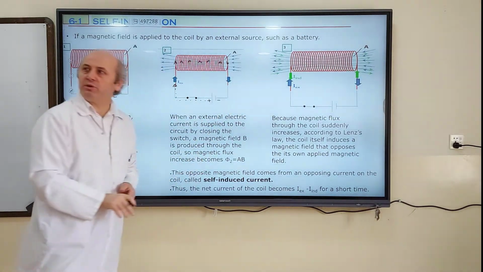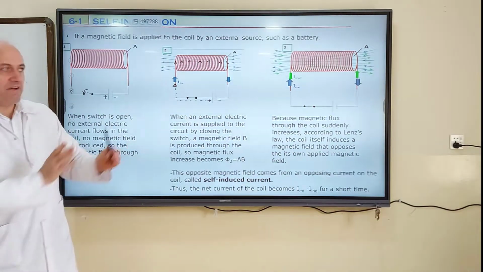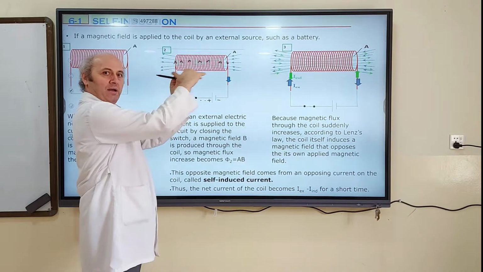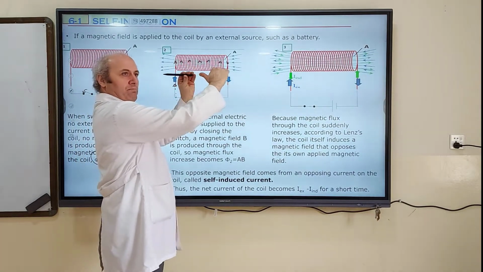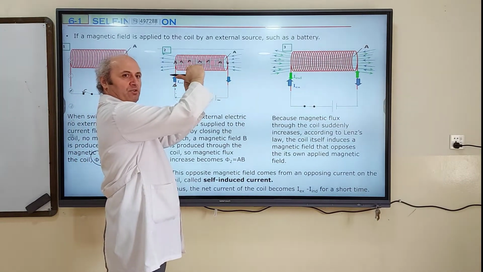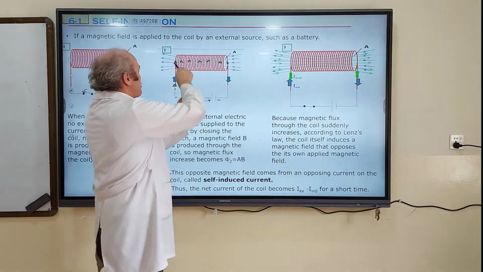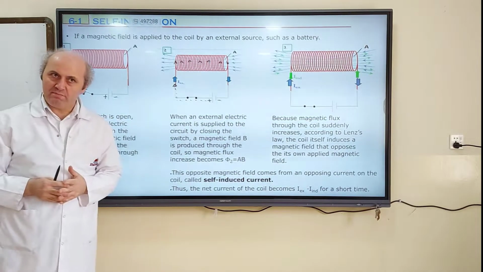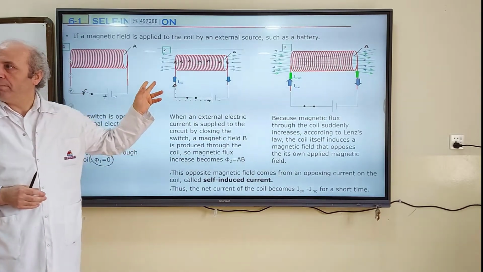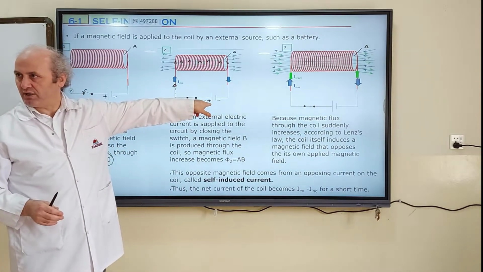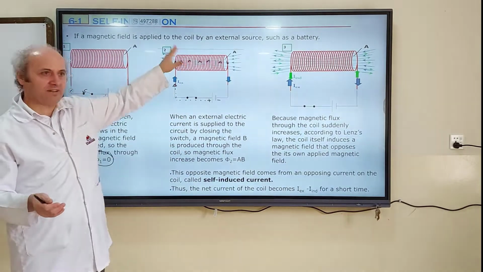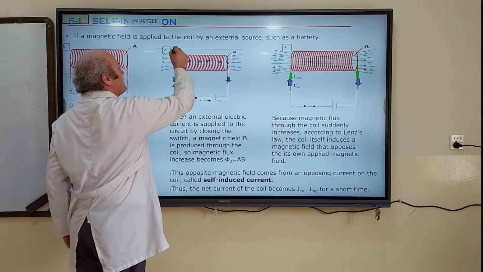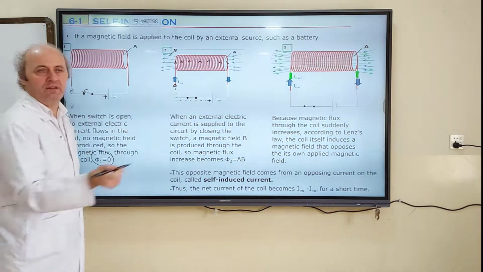So by the right hand rule, I can find the direction of the magnetic field. If electric current is from front to back, the forefinger is from front to back, right, and the thumb shows the magnetic field through the coil, which is from right to left. So these blue lines are representing the magnetic field produced by the coil, but by using what? The battery. If no battery, this magnetic field cannot occur. So this blue magnetic field, I am going to say applied magnetic field.